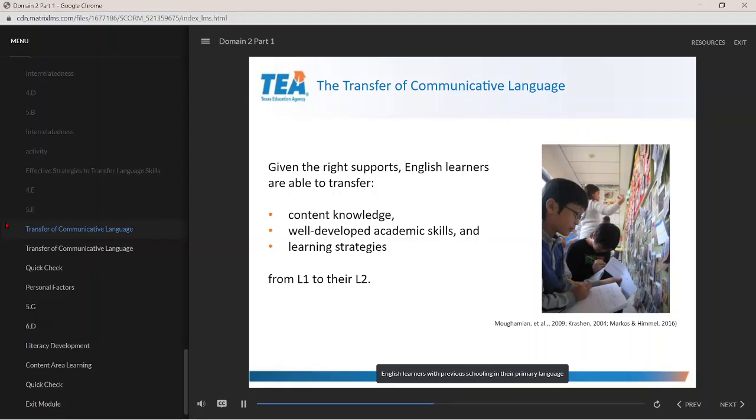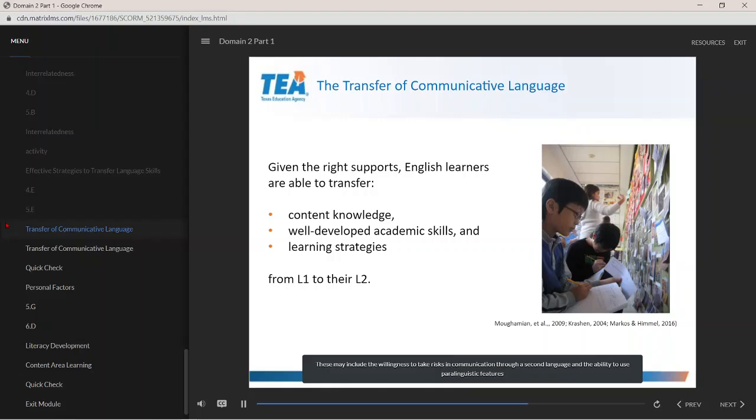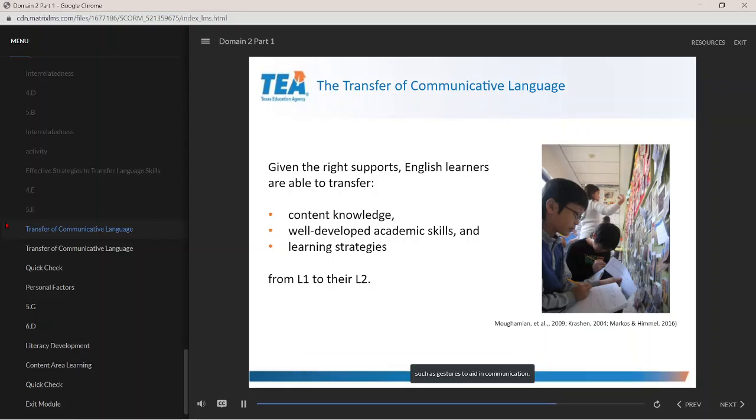English learners with previous schooling in their primary language may also already understand certain linguistic elements or entire academic concepts. Potential areas of transfer may include metacognitive and metalinguistic strategies such as visualization, the use of graphic organizers, mnemonic devices, and vocabulary acquisition strategies. Pragmatic aspects of language acquisition also transfer. This may include the willingness to take risks in communication through a second language and the ability to use paralinguistic features such as gestures to aid in communication.